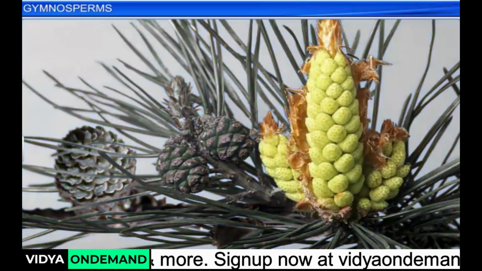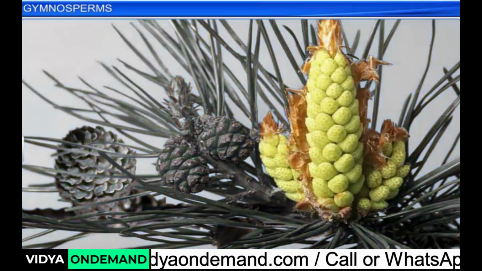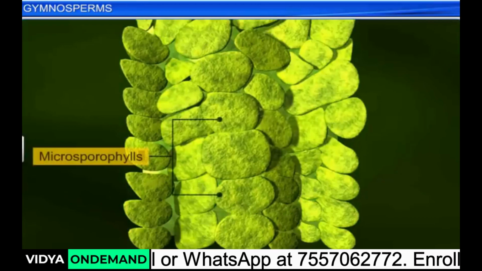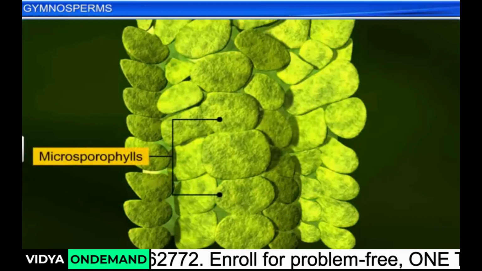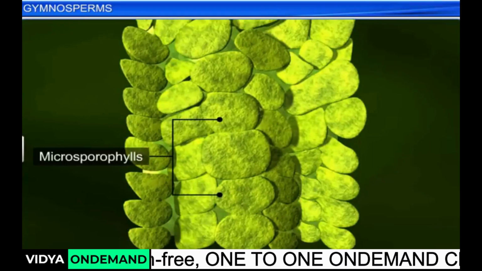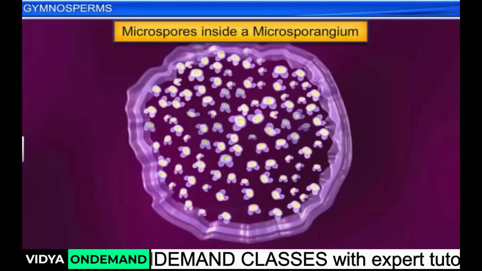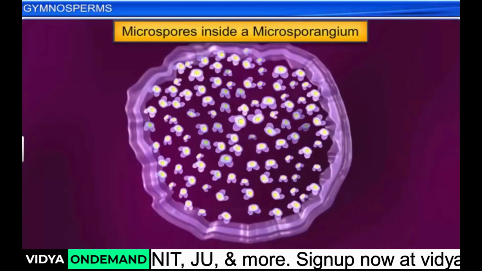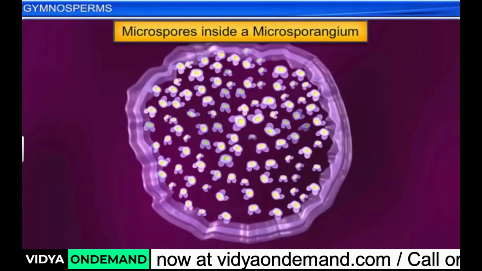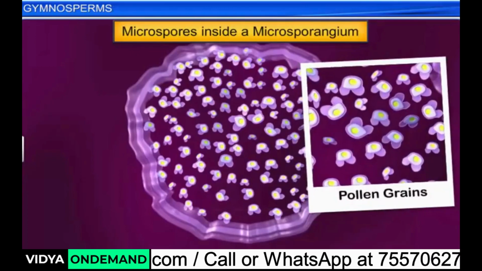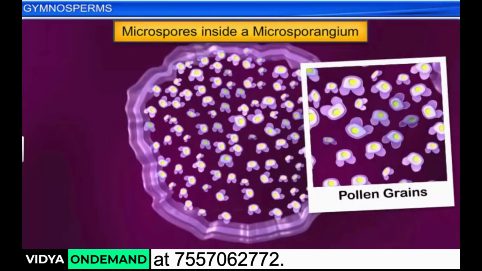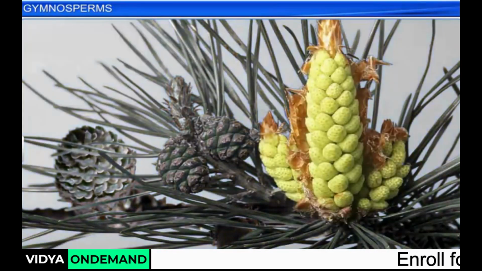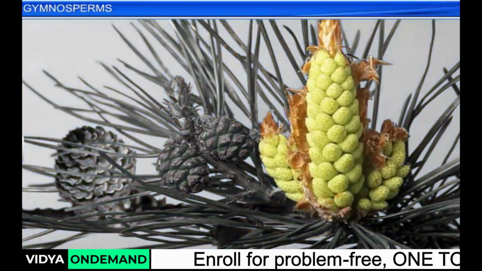The male strobilus has spirally arranged leaf-like structures called microsporophylls, which bear microsporangia, a structure that produces haploid microspores. A few microspores develop into male gametophytes called pollen grains, and the rest degenerate. Another name for male strobili is microsporangiate strobili.